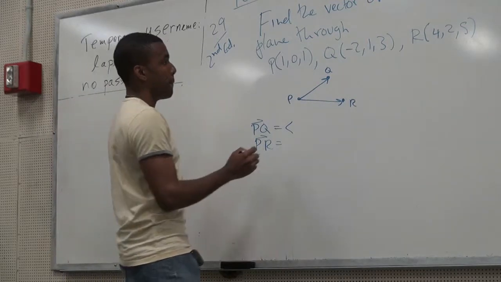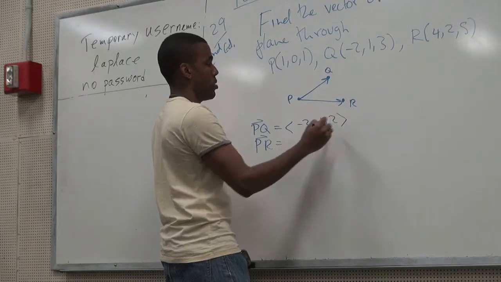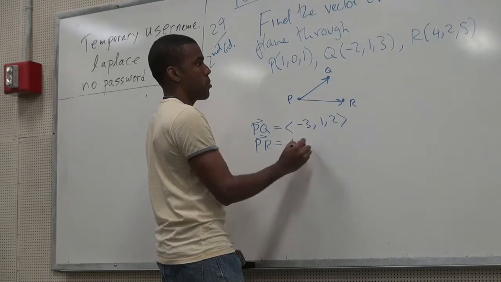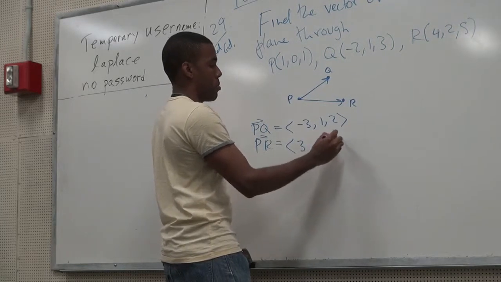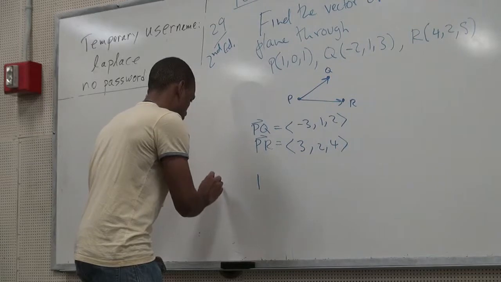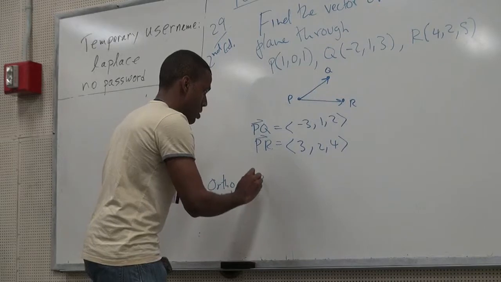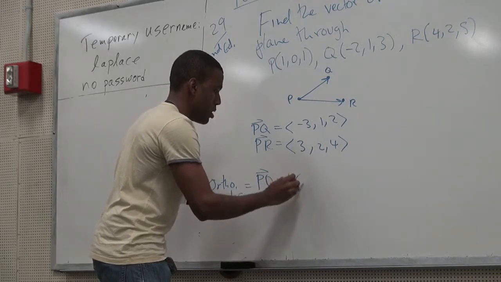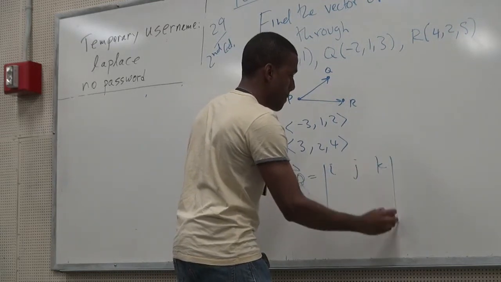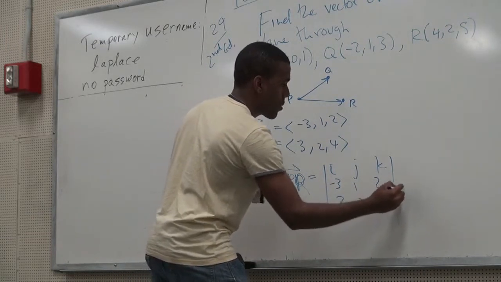PQ is what? Negative 3, 1, 2. PR? 3, 2, 4. So the vector orthogonal is just going to be PQ cross product with PR. And what's the cross product here? So you have minus 3, 1, 2, and 3, 2, 4.